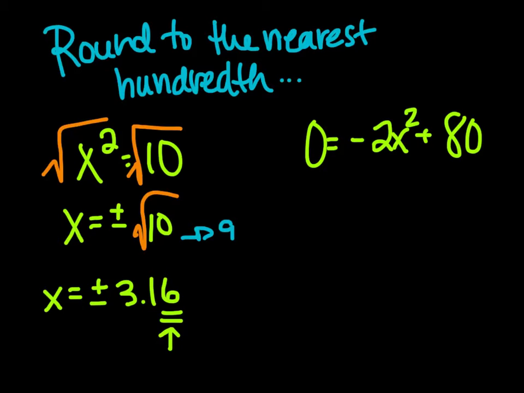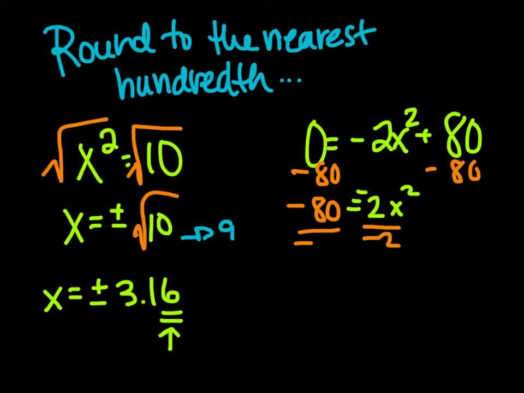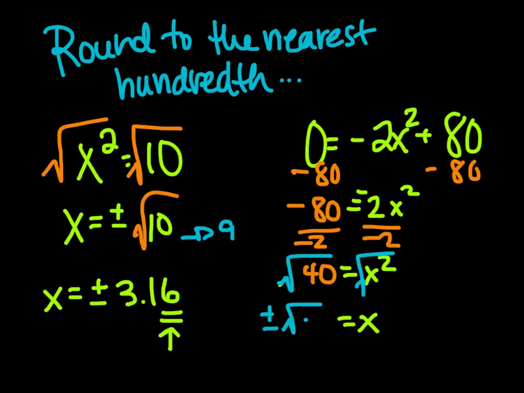Next problem, we have 0 is equal to negative 2x squared plus 80, so we're going to subtract 80 from each side. So I see negative 80 is equal to negative 2x squared. I'm then going to divide by negative 2, divide by negative 2. So negative 80 divided by negative 2 gets me a positive 40, and that is equal to x squared. Square root of both sides. So x is equal to plus or minus the square root of 40.